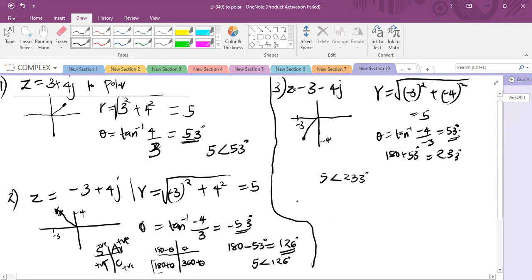Finally, let's say you're told to convert 3 minus 4j. You come and do a rough sketch of that. 3 on the x-axis will be this side, positive, -4 will be this side. So obviously that particular complex number will be in the fourth quadrant. How do you evaluate r? The square root of 3 squared plus -4 squared. And this will give us 5.